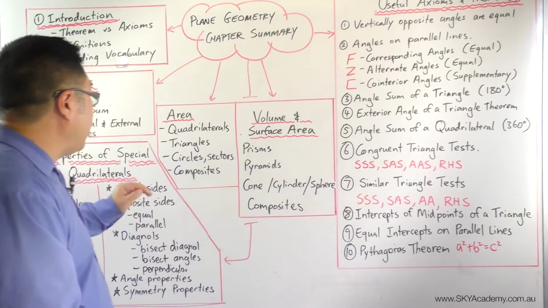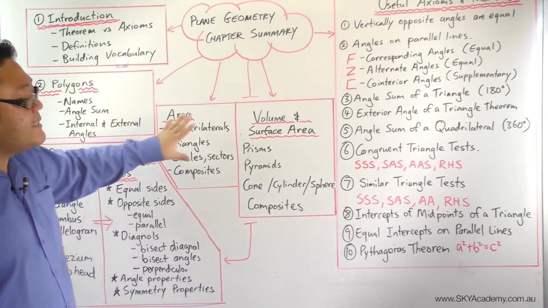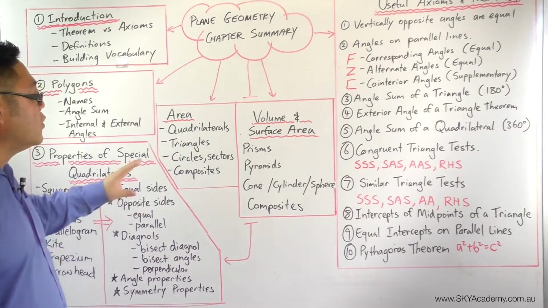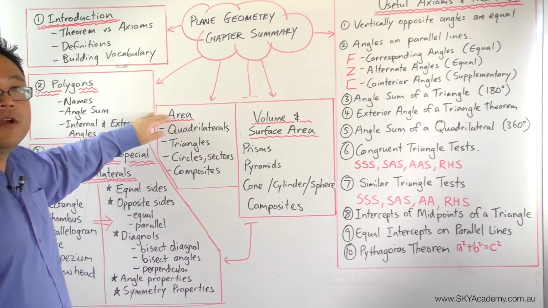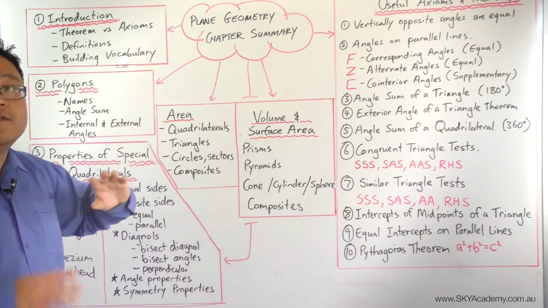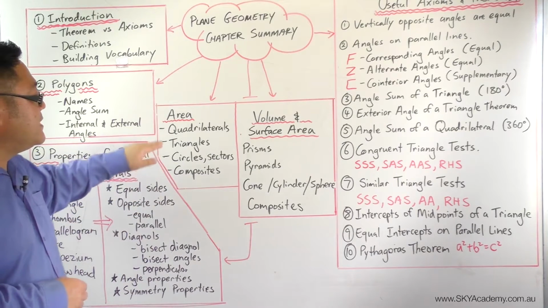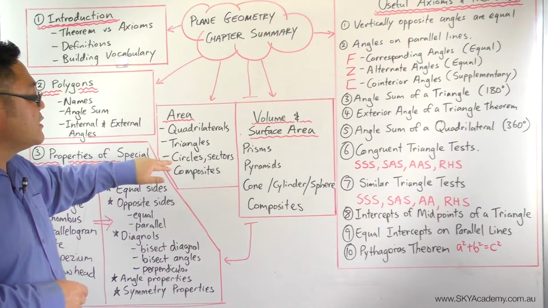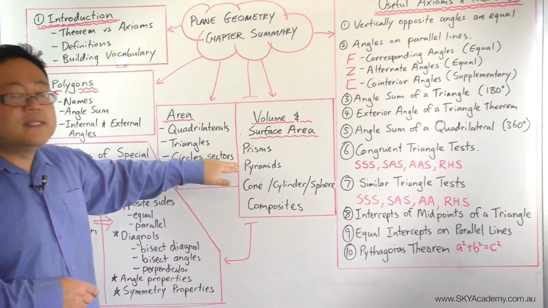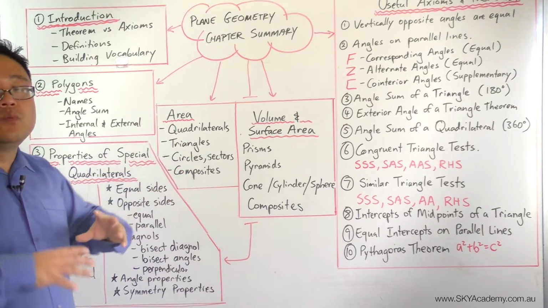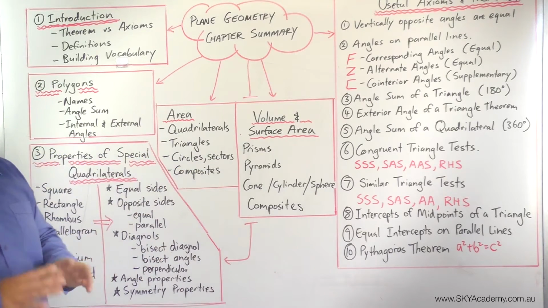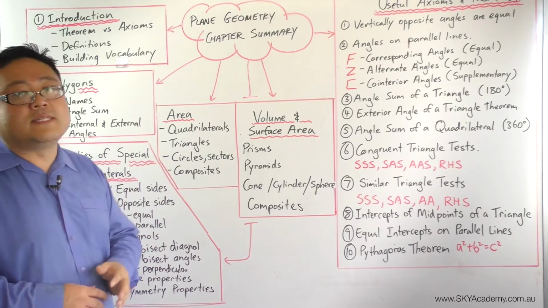Now, after all of that, the last thing we did was look at area, finding the area of some two-dimensional shapes, in particular quadrilaterals, triangles, circles and sectors, and composite shapes, which are a combination of different quadrilaterals, triangles, and circles and sectors.